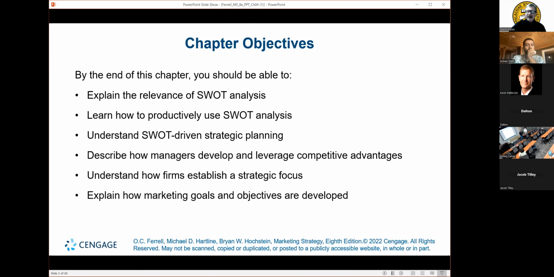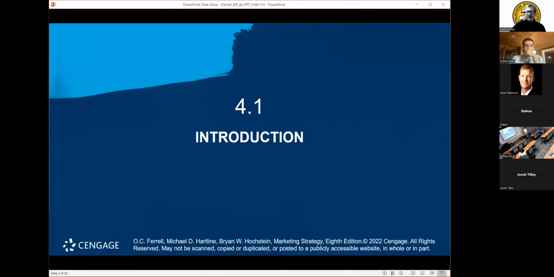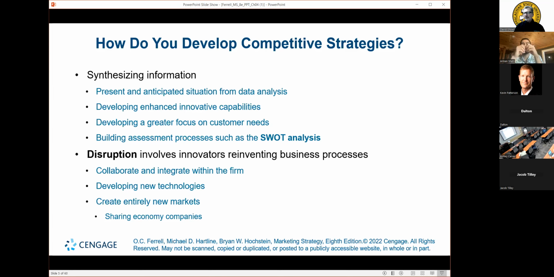So the first thing we're going to talk about is how you develop a competitive strategy. And we're going to talk about the basics of how we started in the very beginning, where we talked about diagnosis and synthesis. The breaking apart of the information is the diagnosis, and what the SWOT analysis does is it synthesizes the information together. It brings together the disparate pieces of information and helps us bring it together in a way that creates a new focus that you may not have thought about before.